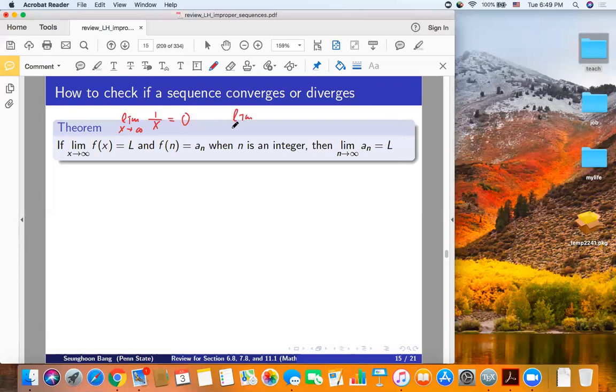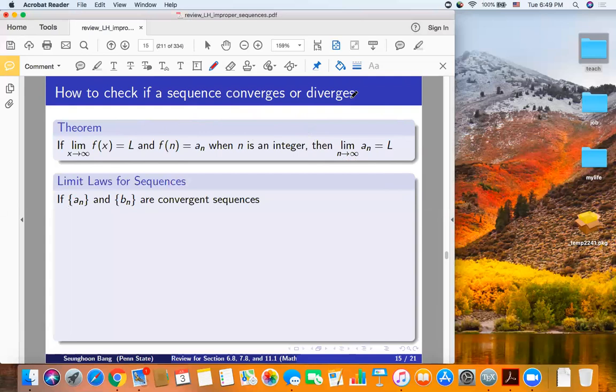You can replace x by n. The limit as n approaches infinity of 1 over n. What is the answer? Yes, the same, 0. This is the idea. The limit of f of x is L, and the limit of a sub n is also L. We have the same result. Is it true? The limit laws for sequences.